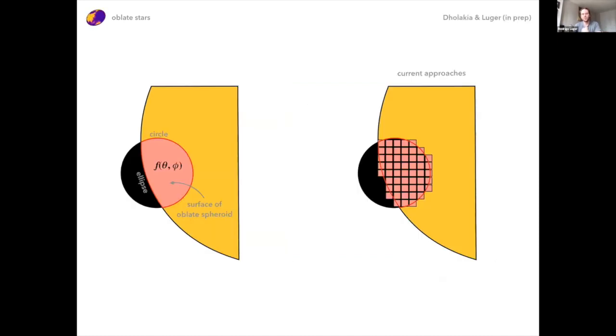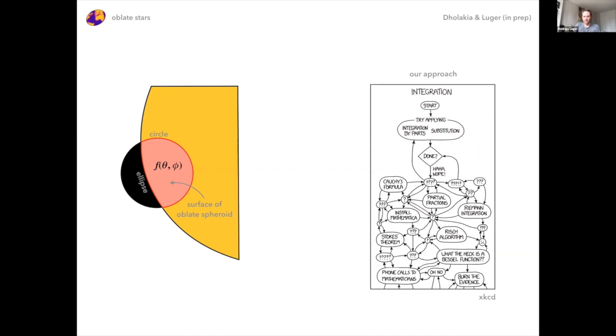Typically, the way people compute these light curves is numerically, by gridding up the surface, because it's hard. I mean, you're on the surface of an oblate spheroid, you have to integrate the area under the planet, which is bounded by an ellipse and a circle, and you're on this weird metric that's not spherical. Our approach is to actually try to compute those integrals exactly.